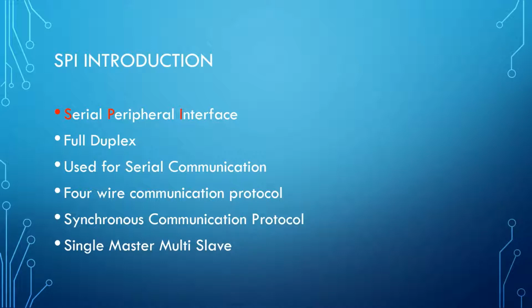It consists of 4 wires: master in slave out, master out slave in, clock, and slave select, to select the slave with which we want to communicate. It's a synchronous communication protocol, meaning the clock is utilized to synchronize data between master and slave. It's a single master, multi-slave protocol. Here we cannot use multiple masters, so only the master can contact the slaves, and slaves cannot contact each other.